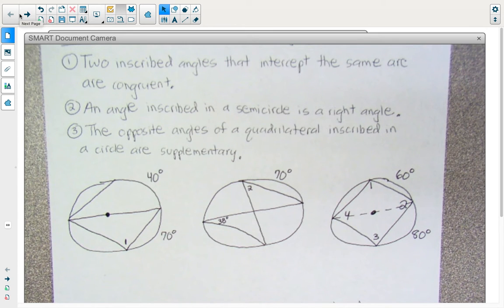How do I know that that's a semicircle? Because this is the center of the circle. That's why I put that point there. It's the center of the circle. So you cut the circle in half. You have a semicircle. So this one is actually going to be corollary number 2.